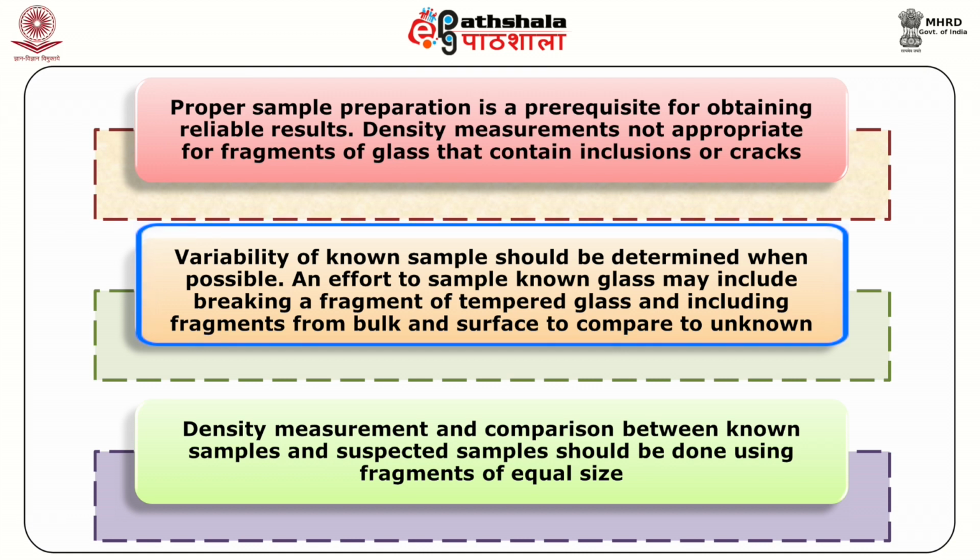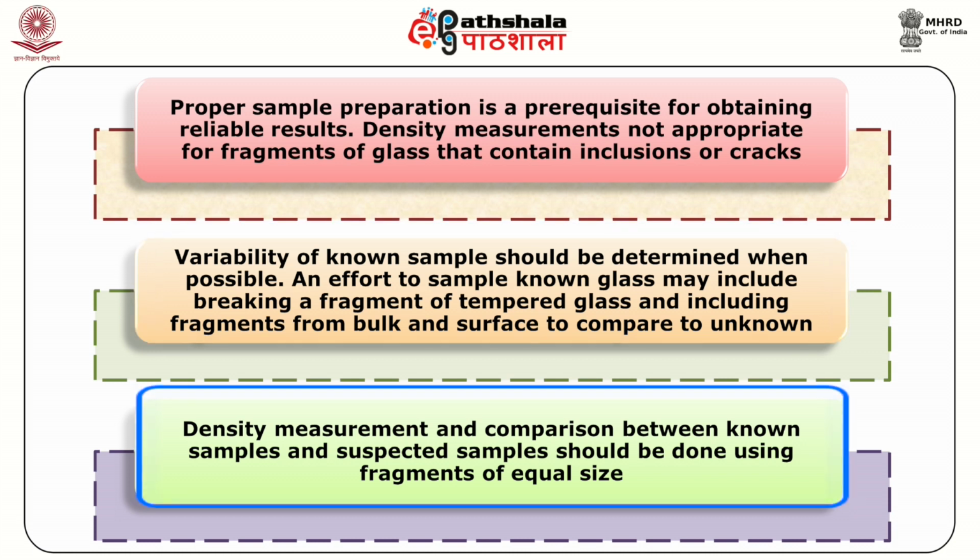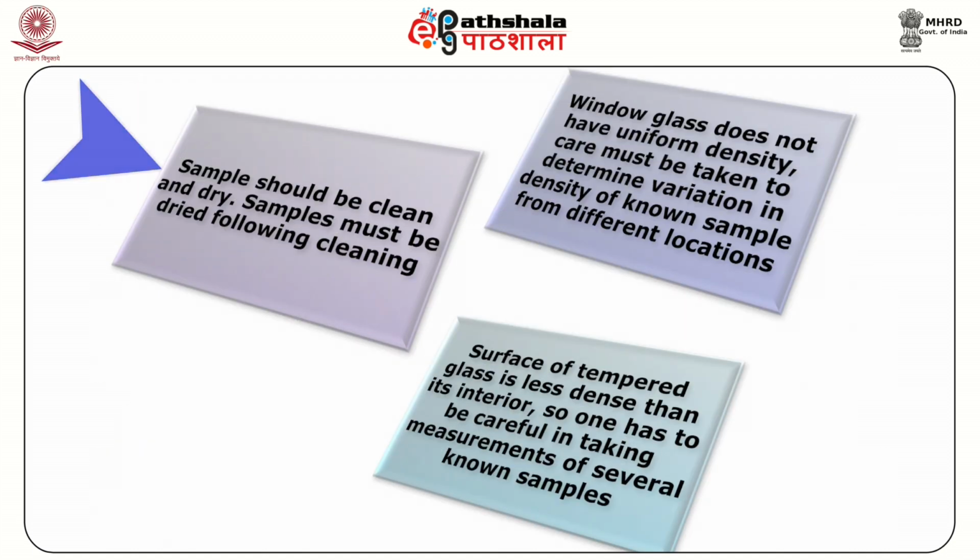The variability of the known sample should be determined when possible. An effort to sample the known glass may include breaking a fragment of tempered glass and including fragments from the bulk and surface to compare to the unknown. Density measurement and comparison between known samples and the suspected samples should be done using fragments of equal size. Samples should be clean and ready.